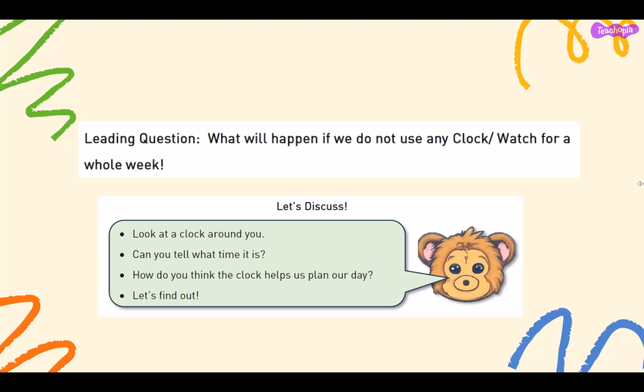Further this thought process by starting a discussion. Look for a clock around you and ask the children to tell you what the time is. See if they are able to read the time. You may further ask the children, how do you think the clock helps to plan our day? The children can ponder over these questions while they continue working on the PBL.